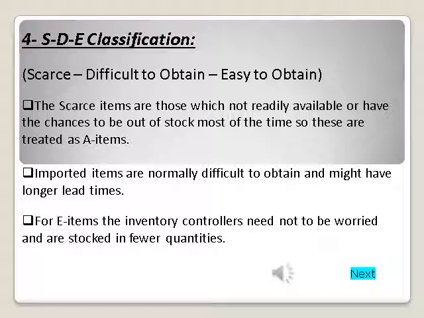The scarce items are those which are not readily available or have the chance to be out of stock most of the time, so these are treated as A items. Imported items are normally difficult to obtain and might have longer lead times, and for E items, the inventory controllers need not be worried and are stocked in pure quantities.